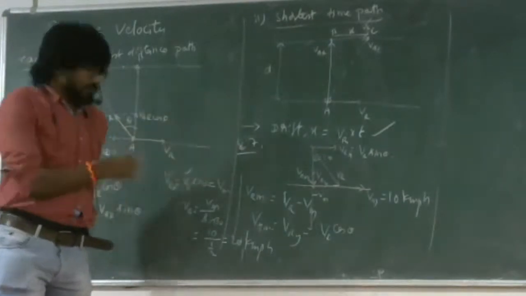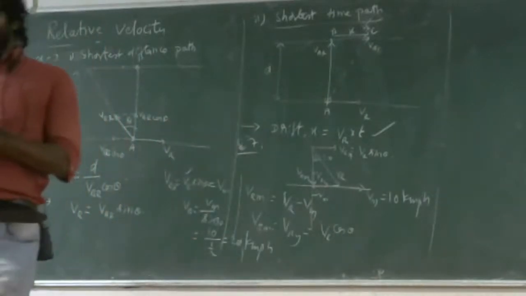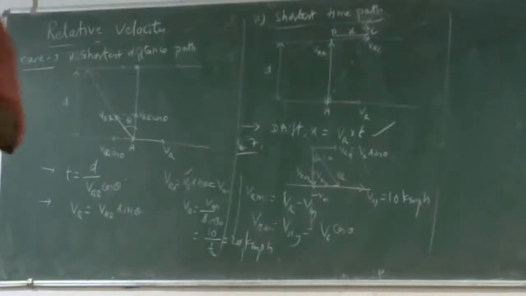Okay? So what is the answer? 20 kilometers per hour. The options are given as 20, 10 root 3, 20 root 3, 10. So 20, option A is the right one. Okay? So this is how you have to deal with it. So this is a direct question.